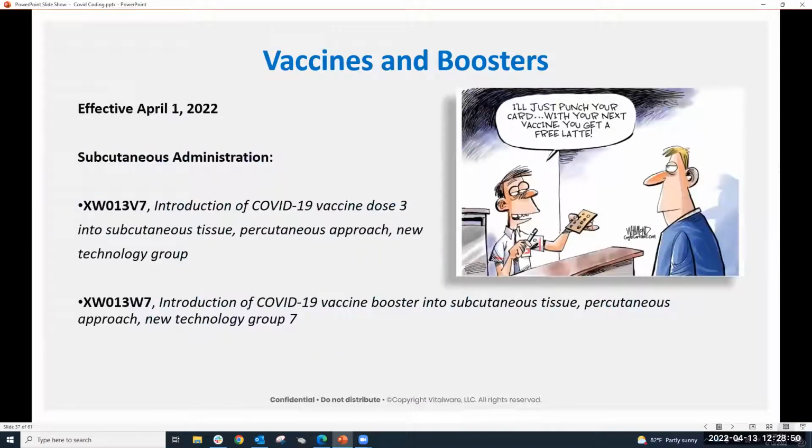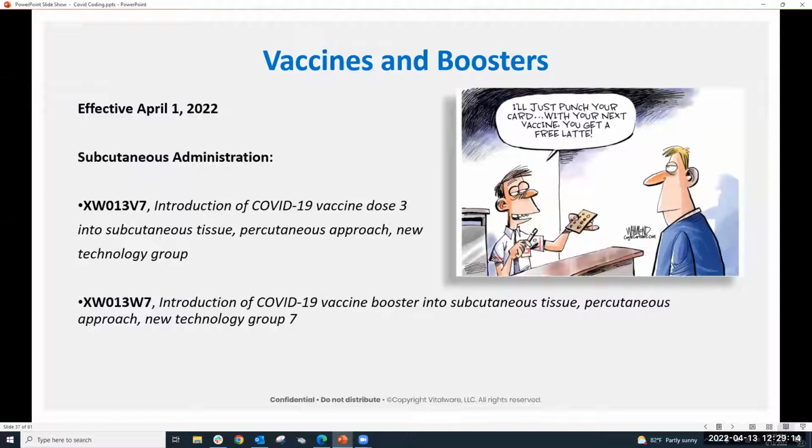All right, getting into our current month. So effective April 1st, we had 2 new PCS codes that were released. And this is for the subcutaneous administration of COVID vaccine. And they are XW013V7 and XW013W7.